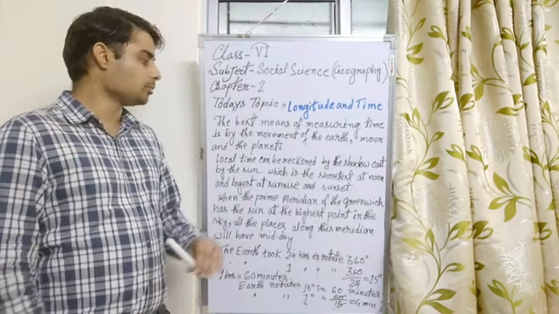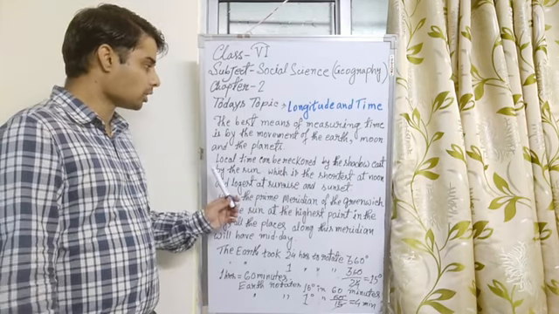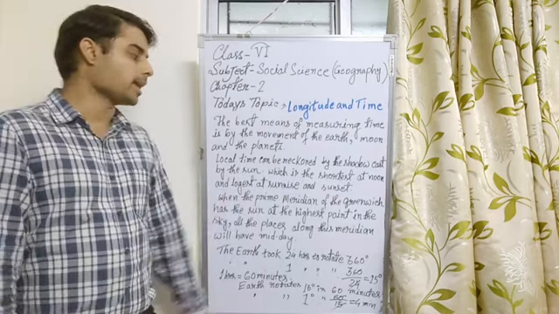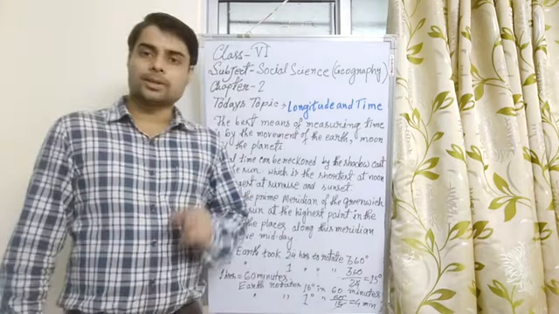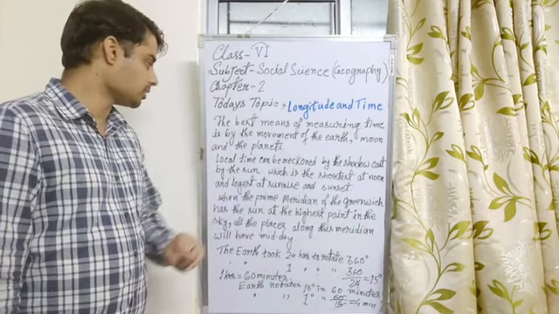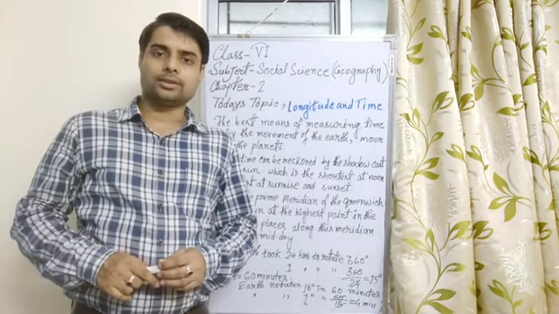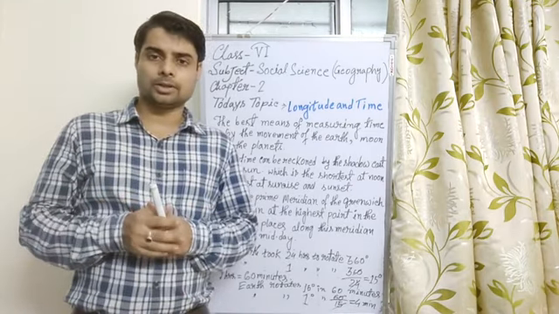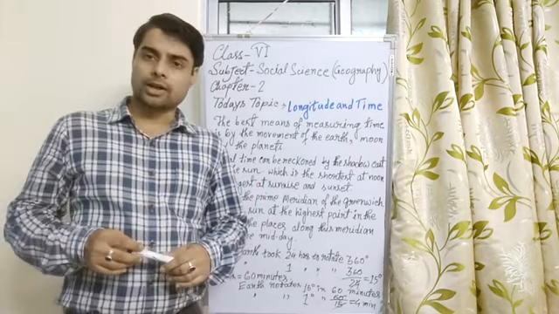How do we calculate the time? Local time can be reckoned by the shadow cast by the sun, which is the shortest at noon and longest at sunrise and sunset. So today we also measure time by the movement of the sun: when the sun is at the top of our head, it is 12 noon, and the shadow is longest at the time of sunset or sunrise.